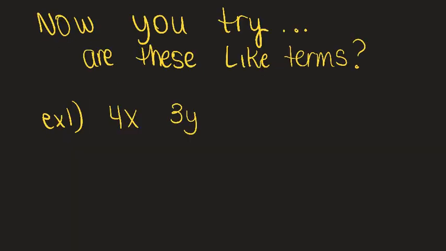All right, it's your turn to try answering some questions. Example 1, are these like terms? Type in yes, type in no, type in like terms, type in not like terms. Somehow answer the question, are these like terms? The answer is no, these are not like terms. This guy has an x, this guy has a y. Those are not like terms.